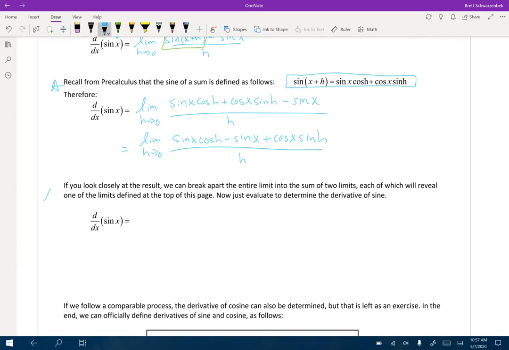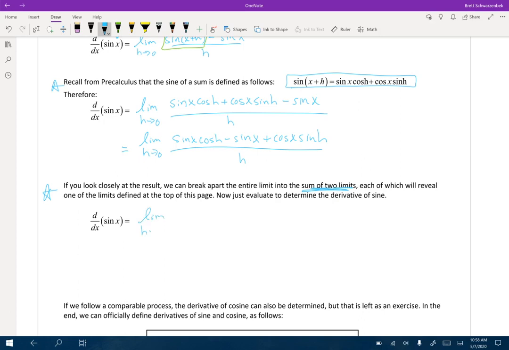Okay, so here, if you look closely at the result, we can break apart the entire limit into the sum of two limits, each of which will reveal one of the limits defined at the top of the page. Now just evaluate to determine the derivative of the sine. Okay, so that's what we're going to do. We're going to split this into two pieces.